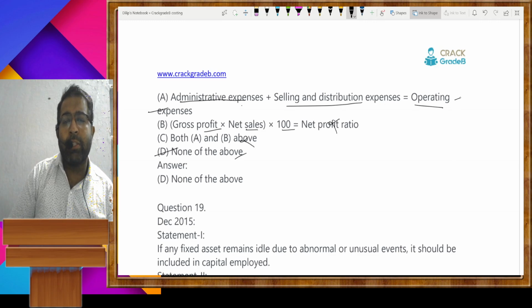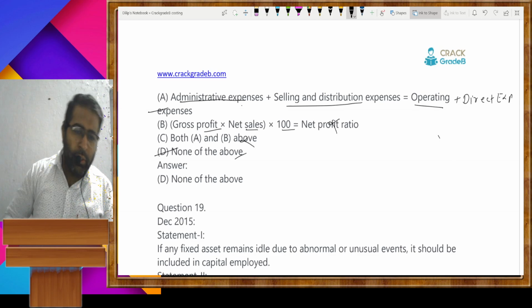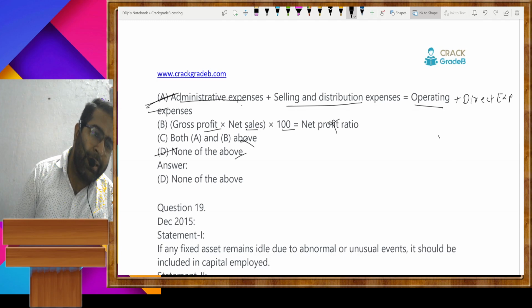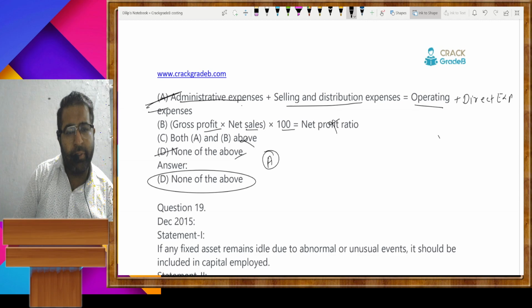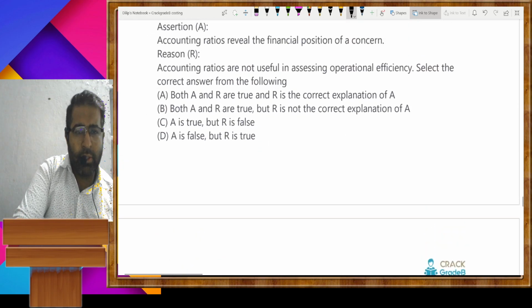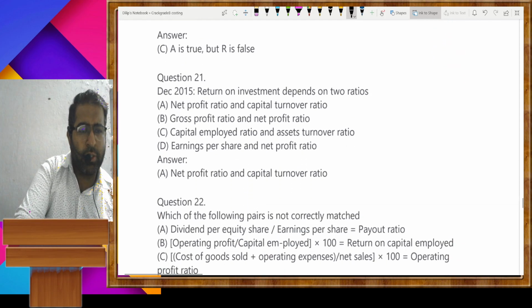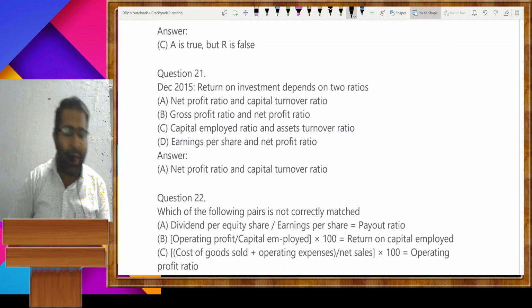Actually, in operating expenses we also include direct expenses. That's why. But in a normal question, the A is the right answer. So don't take it as none of the above. Right answer is A. It is correct. Leave the question number this. I'm doing just practical questions because in your exam lots of types of practical questions may be asked by the examiner.